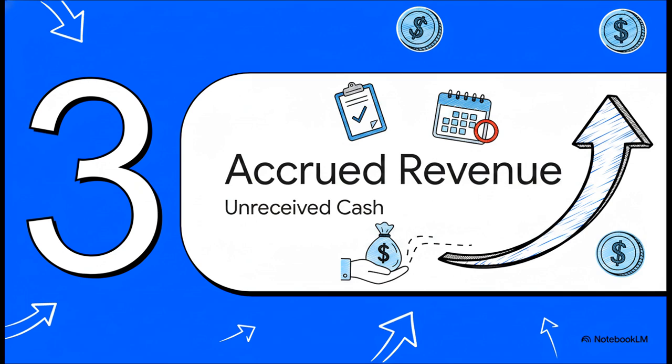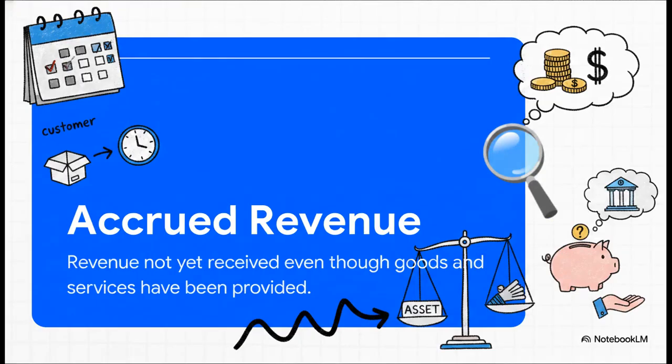Section 3, Accrued Revenue, or Unreceived Cash. This one is fun. Accrued revenue is money you have completely, rightfully earned through your business operations, but your client, or maybe your bank, simply hasn't handed over the cash yet. You did the work, you provided the goods, but the check is quite literally still in the mail. Since someone legally owes you this money, it is recorded as a current asset.